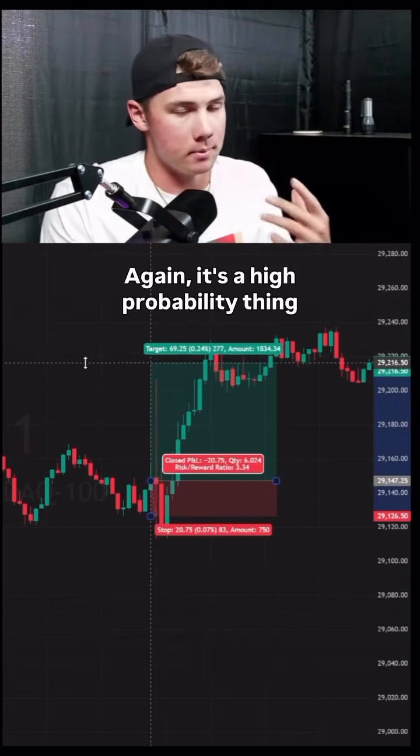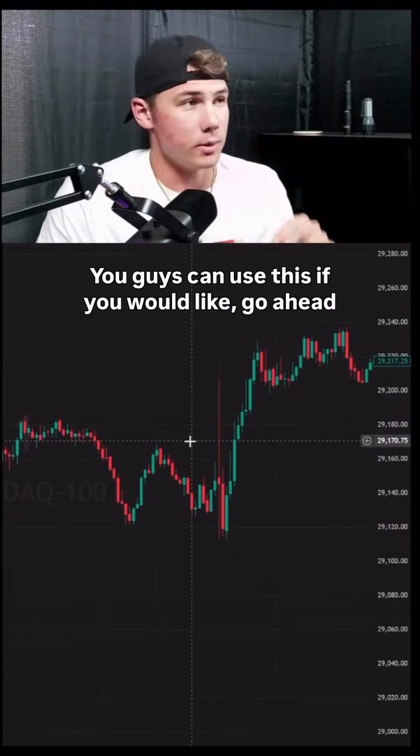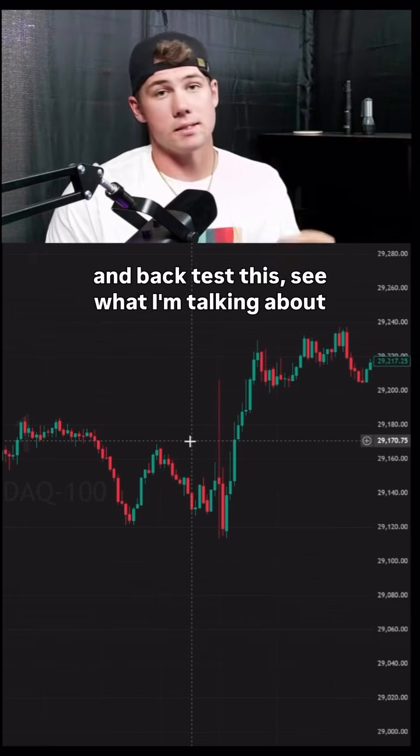Again, it's a high probability thing. It's not a guaranteed thing, right? So hopefully you guys learned something from this. You guys can use this if you would like. Go ahead and backtest this, see what I'm talking about.